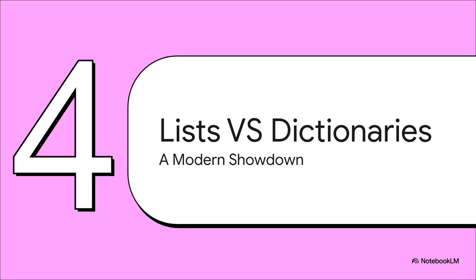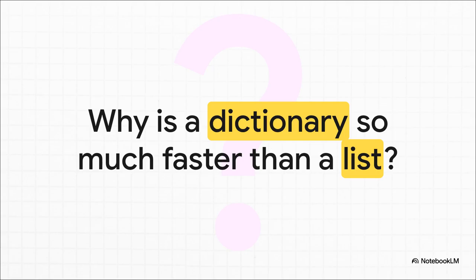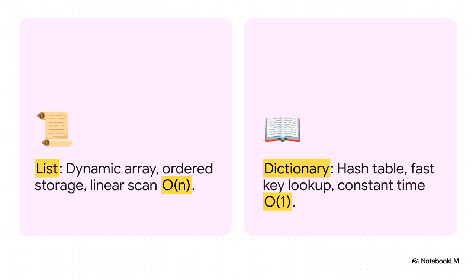Let's move to part 4, lists versus dictionaries. If you've ever coded in a language like Python, you've probably asked yourself this exact question at some point. Why does a dictionary feel so much faster than a list? Seriously, when you're checking if a specific value exists, asking a dictionary feels light years faster. But why is that? To understand why, we have to look under the hood.